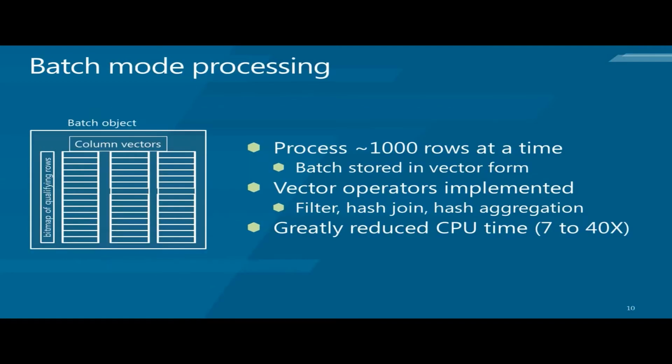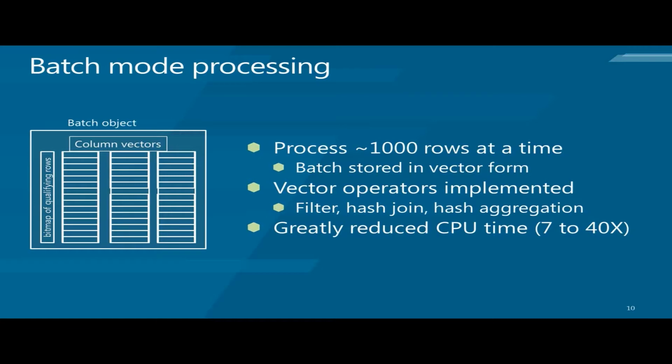Here's a little deeper dive into what batch mode processing is all about. A batch is an object. Again, it's the unit of execution now. It's the unit that flows through the query execution plan. Instead of a row at a time, we use a batch at a time. Batch mode processing stores about 1,000 rows in an object called a batch, and each column of data within that batch is stored as a vector internally, just like an array of values.